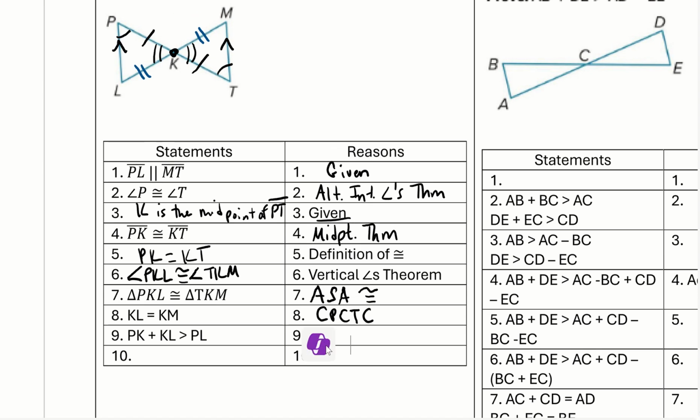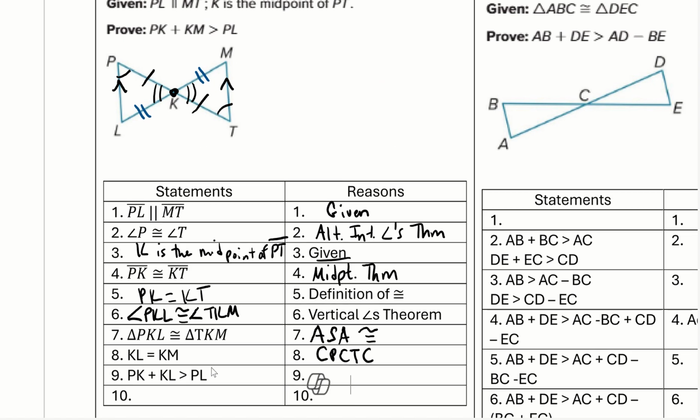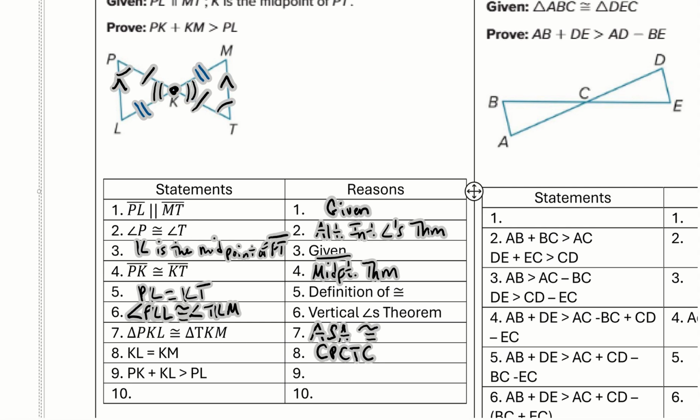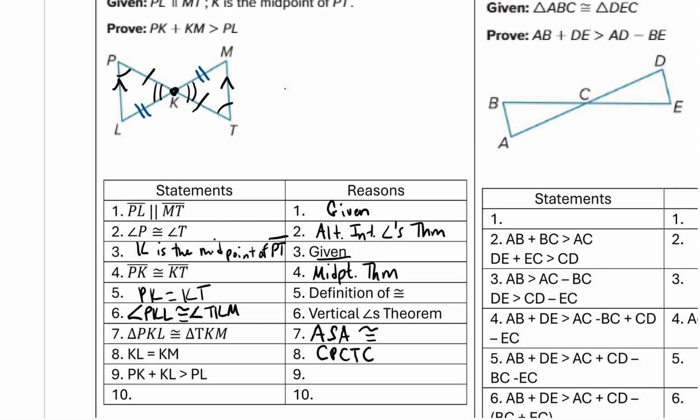All right, so now we know this. What we can do is now we can say, okay, PK plus KL. So let me do those in red. PK plus KL has to be bigger than PL, right? That's the triangle inequality theorem, right? So yeah, the triangle inequality.